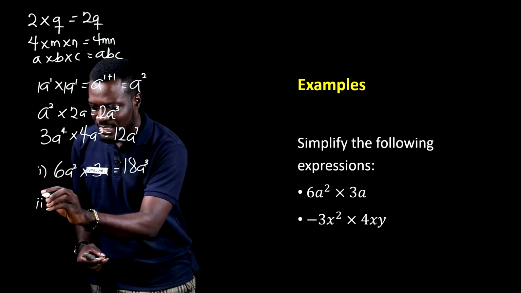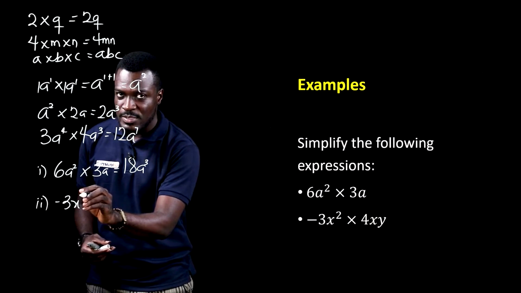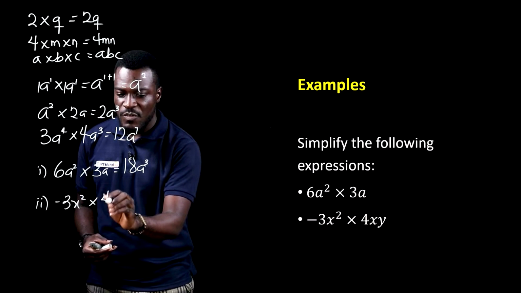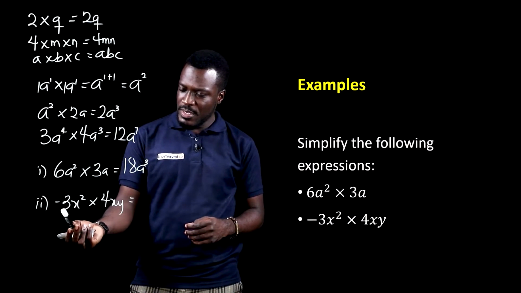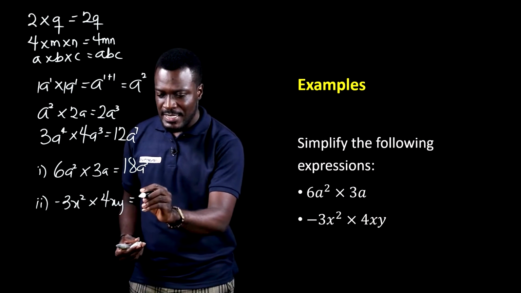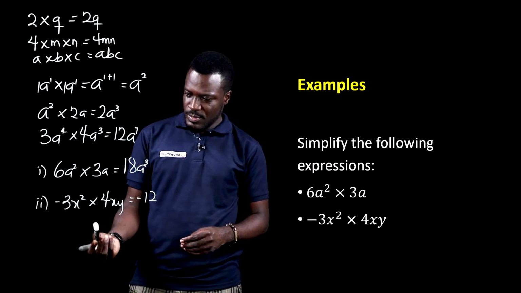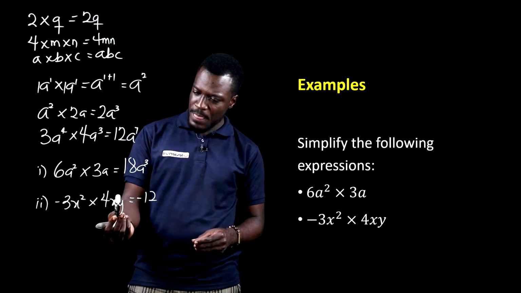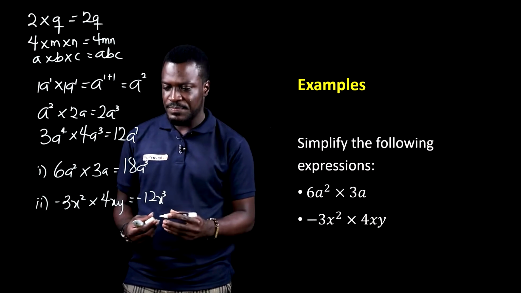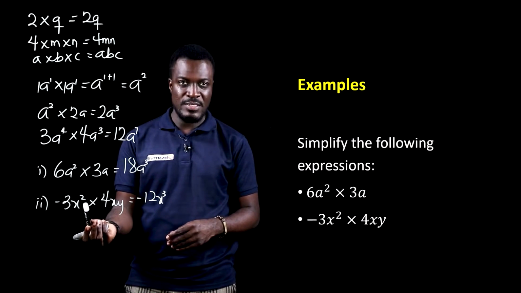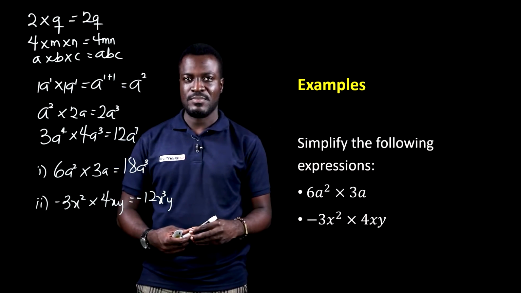Now, the next one. We have negative 3x squared multiplying 4xy. Negative 3 times 4 will give us negative 12. Now we have x here, we have x here. So this is 2 plus 1. So this is going to give us x raised to the power 3. Now y is not here, but then we have only one of the y's here. So we just add it.